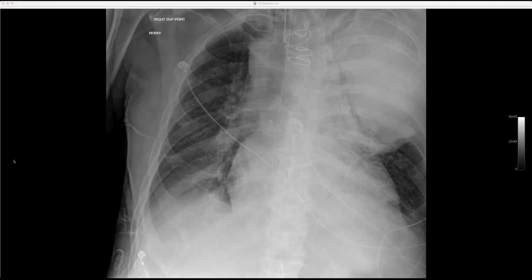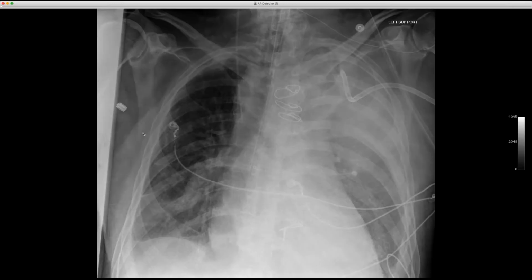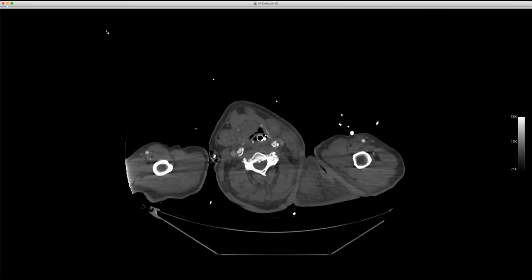Here is the subsequent one. You can see it's gotten a lot bigger at this point. He's now intubated. This huge extrapleural hematoma. Someone decided to put a drain in it. I'm not sure why. And you can see the mediastinum is relatively stable at this point. So they CT'd him the next day, and it's kind of interesting.